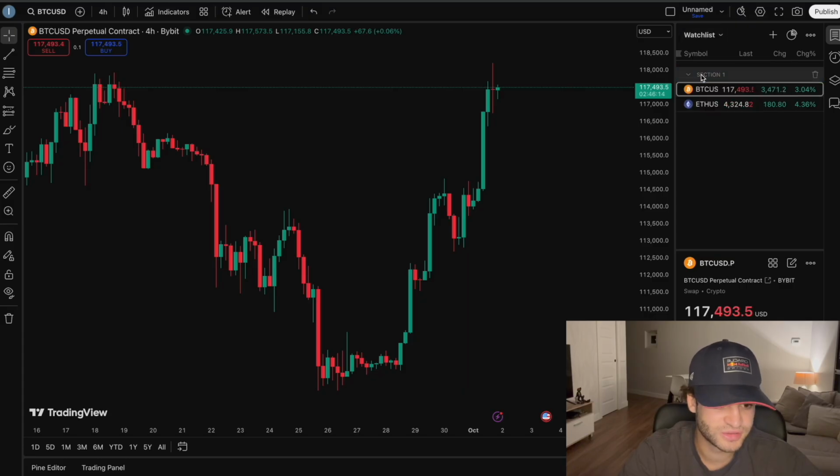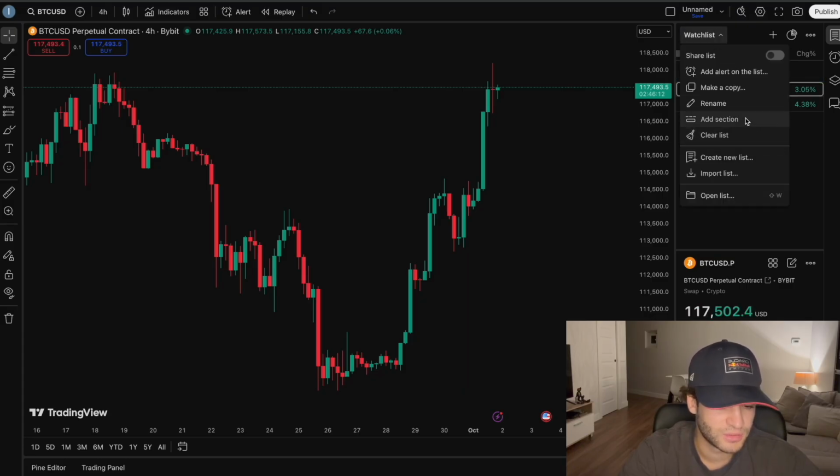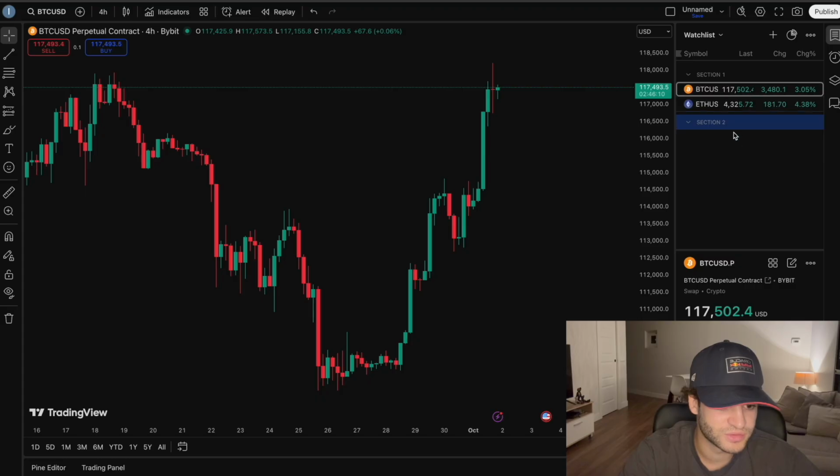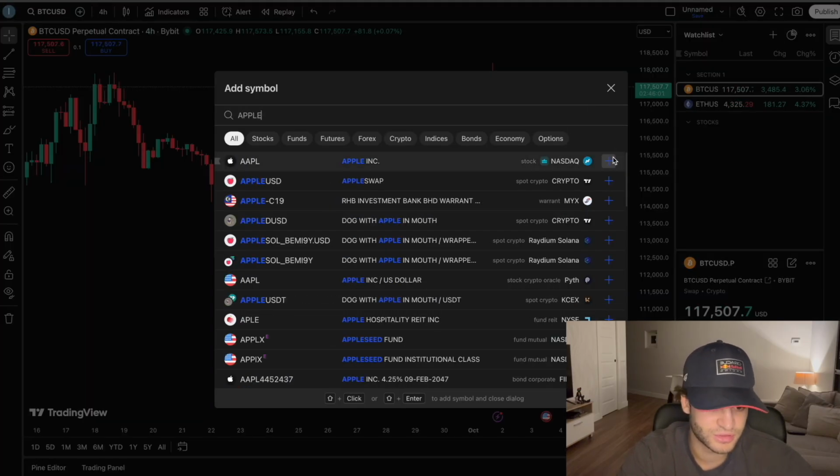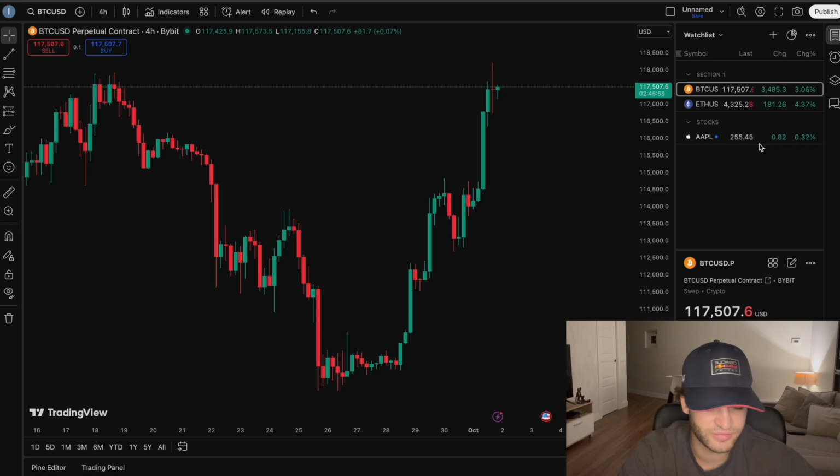You can add sections. This is section 1. You can add another section if you want to do stocks, for example. You rename it, call it stocks. Here you can add whatever you want. Let's say you want to follow Apple. You can search up Apple on the NASDAQ, and now you have your stocks here.